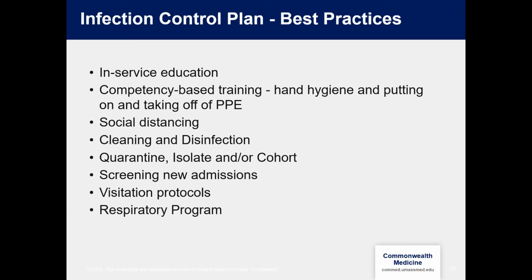How you're going to do your social distancing in your settings. What are you doing for your dining? Are they all still eating in their room? Are they being allowed to come out now on a schedule where you'll have social distancing, but two different servings of dinners and meals? Cleaning and disinfection schedules. What's going to be cleaned, how often, and with what? How to quarantine, isolate, and cohort, described in your plan. Screening new admissions, visitation protocols, and your respiratory protection program.